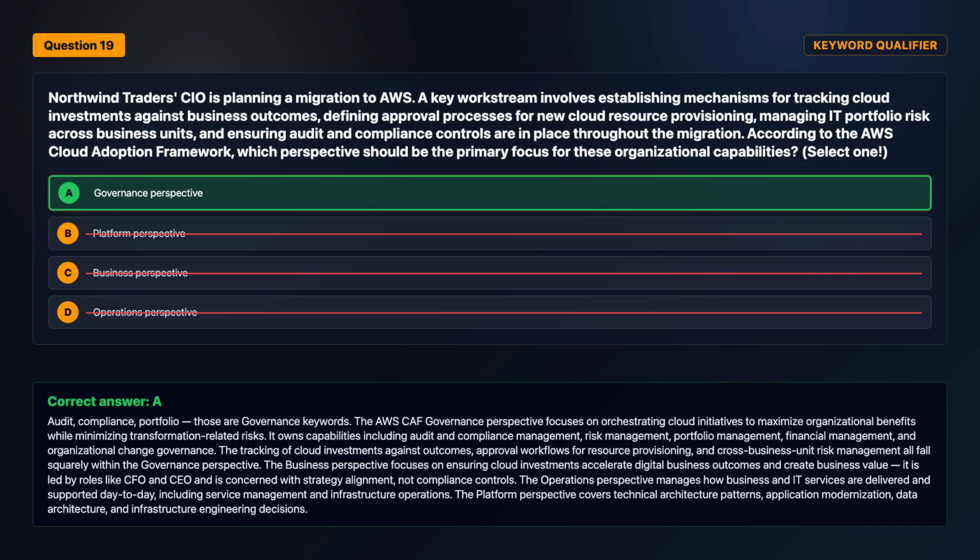within the governance perspective. The business perspective focuses on ensuring cloud investments accelerate digital business outcomes and create business value. It is led by roles like CFO and CEO, and is concerned with strategy alignment, not compliance controls. The operations perspective manages how business and IT services are delivered and supported day to day, including service management and infrastructure operations. The platform perspective covers technical architecture patterns, application modernization, data architecture, and infrastructure engineering decisions.